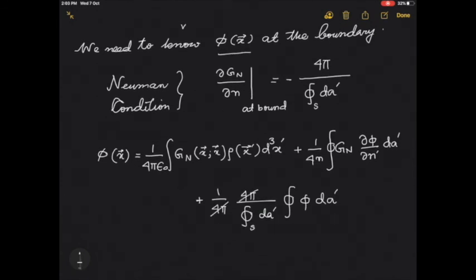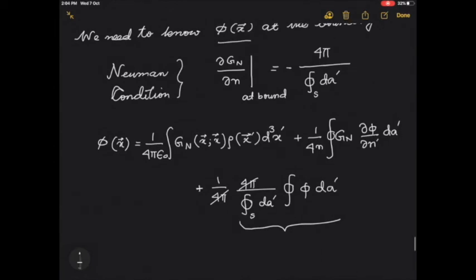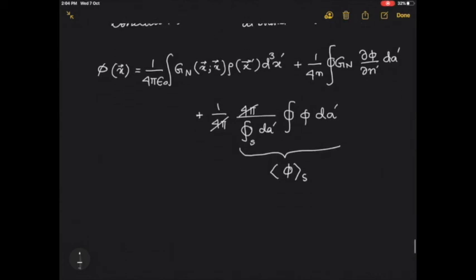Right? Now 4 pi obviously cancels out. And what is this thing? It is phi integrated over the entire area of the boundary divided by the total area of the boundary. So this is kind of the average value of phi over the surface.